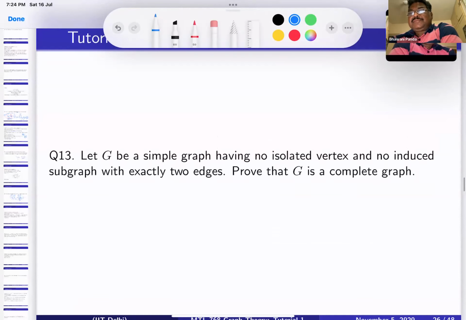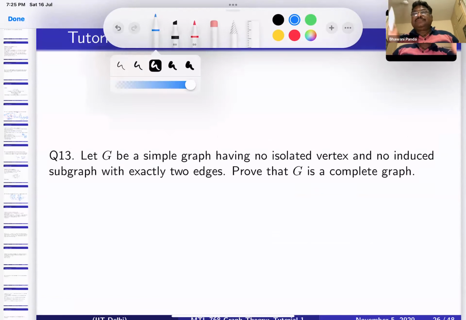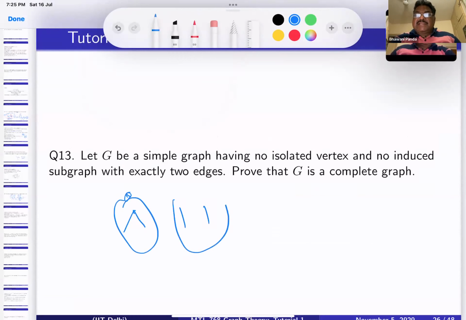So this is an interesting problem. A simple graph has no isolated vertex and no induced subgraph with exactly 2 edges. So what are the induced subgraphs with exactly 2 edges? How are they going to look? It can be something like this, or something like this. This is one possibility, and there is another possibility. And the graph has no isolated vertex, so there is no degree 1 vertex either. Then prove that G must be a complete graph. Complete means any 2 vertices are adjacent, right?